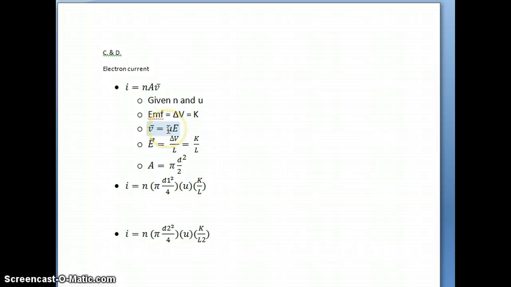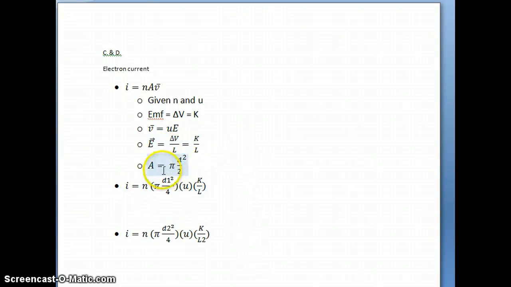Here, the electron mobility times the electric field will give us the electron drift speed. And in order to find the electric field, we can use the equation for potential difference and do some rearranging, where the electric field equals the change in potential over L, or the EMF over the length of the wire, which is K over L.